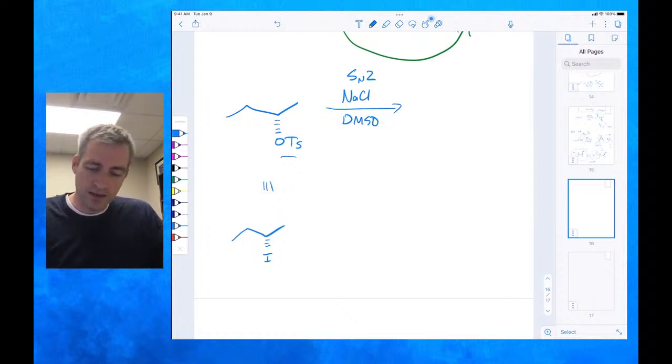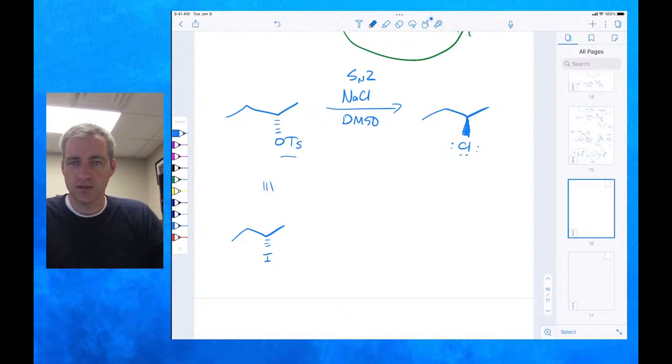So if you reacted either one of these with NaCl in DMSO, you're going to get an SN2. And that's going to substitute the group, kick it out, replace it with a chloride, and invert your stereochemistry, because SN2 always proceeds with inversion. So that's your question, Holly.